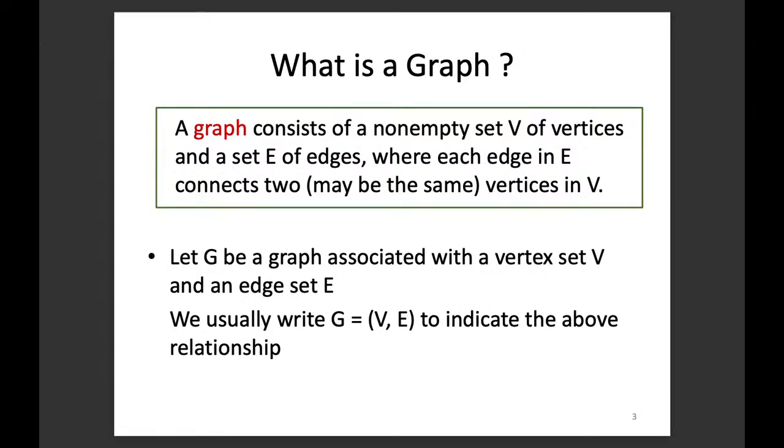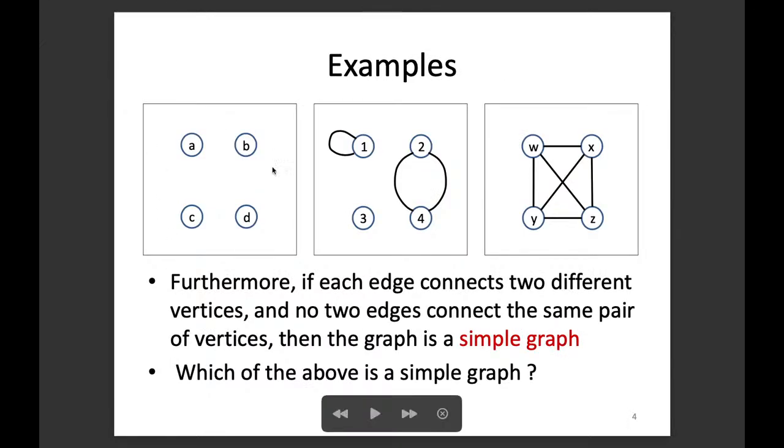It's better to have an example. For instance, this is an example of a graph with 4 vertices. Call them A, B, C, D. This is another example of a graph with 4 vertices, and there is one edge joining vertex 1 with itself, one edge joining 2 to 4, and another edge also joining 2 to 4. So this is a graph with 4 vertices and 3 edges. And this is another graph, with 4 vertices and 6 edges.